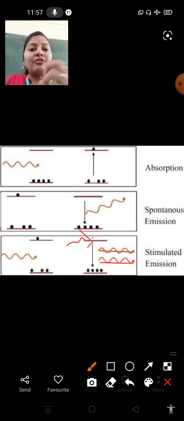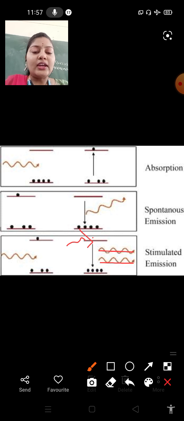For example, if we transfer the atoms from the excited state to the ground state, and there is no emission of any energy or any radiation, that is called non-radiative transition.